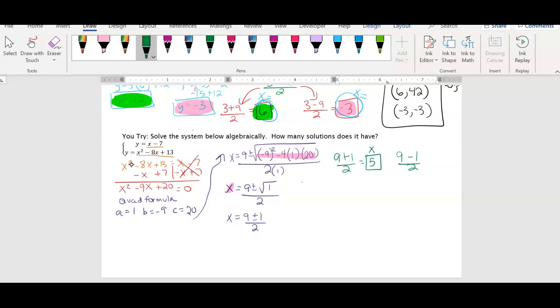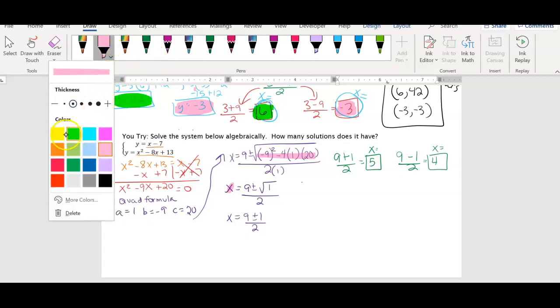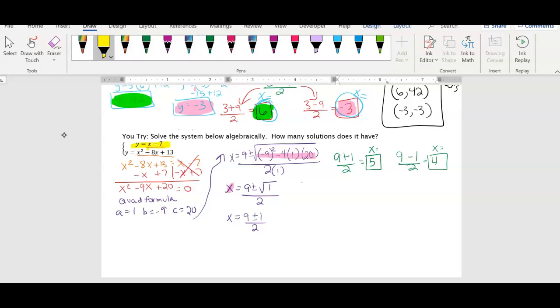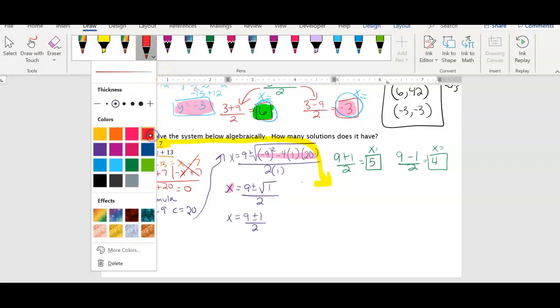That's one x value. And then 9 minus 1 is 8. 8 divided by 2 is 4. That's my second x value. What I'm going to do with these two numbers is use the original equation, the y equals x squared, and plug in my two x values that I've found to figure out what y is going to equal.